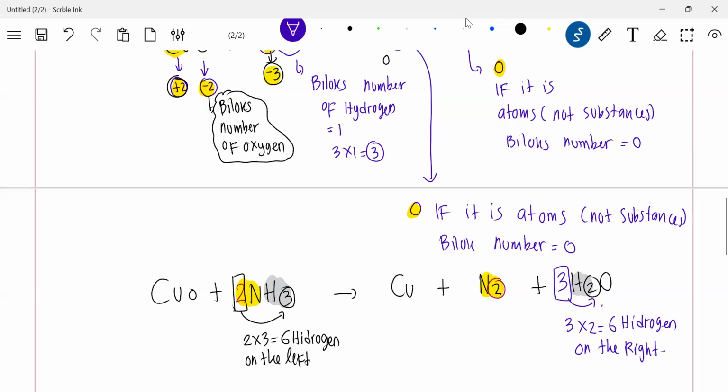Okay, you get it, Adifa? To make it balanced for nitrogen and hydrogen, to make it equal. Understand? Okay, next.